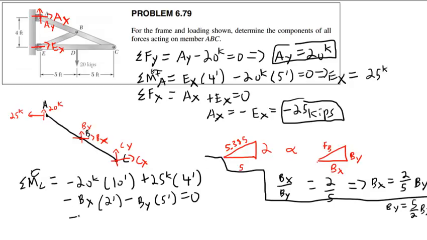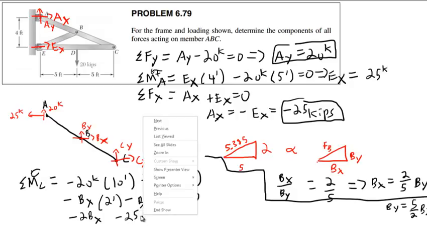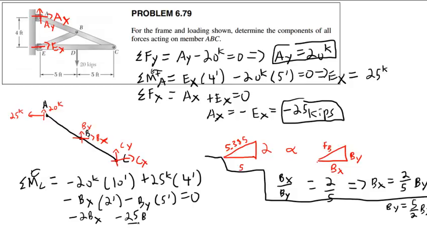So negative 2Bx minus 25 over 2 Bx over 2 Bx equals 0. So then I bring this over. Actually, no, wait, something's not right. Oh, wait, I have a big problem, don't I? Oh, no, I don't. Wait, let me think about that. Never mind, I'm good, sorry.